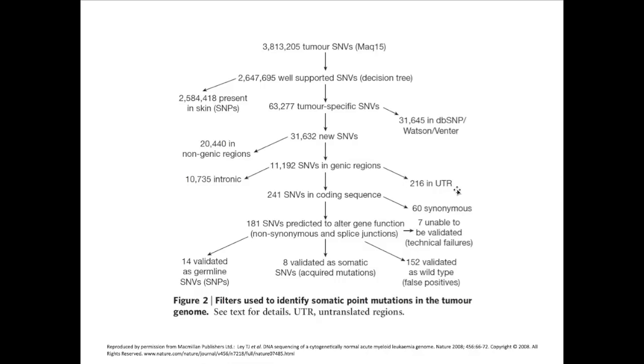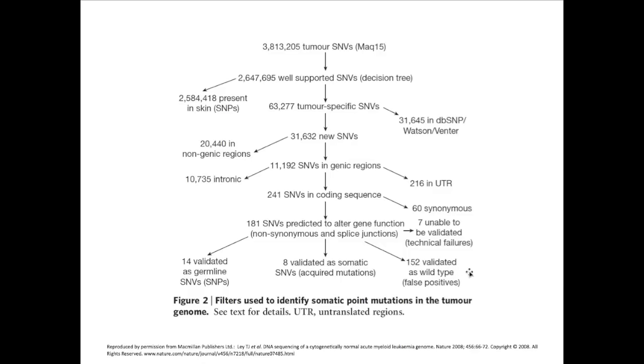there were some in untranslated regions and some that were intronic. Of the ones in coding sequences, there were 241, so it's already getting narrowed down quite a bit. 60 of those would be predicted not to change the coding sequence, so they were not evaluated much further. That left 181, and these were the variants predicted to alter gene function, so they would change an amino acid or change a splice junction. And 7 of those could not be validated when they tried to test whether they could prove that they were there again.